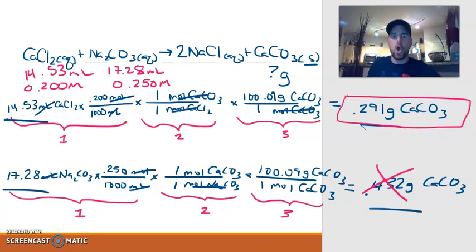More specifically, what was the limiting reactant? What dictated how much product was created? It was the calcium chloride, right? So the calcium chloride limited our production of precipitate, meaning sodium carbonate was the excess reactant. Excess meaning there's going to be some of that reactant left over.